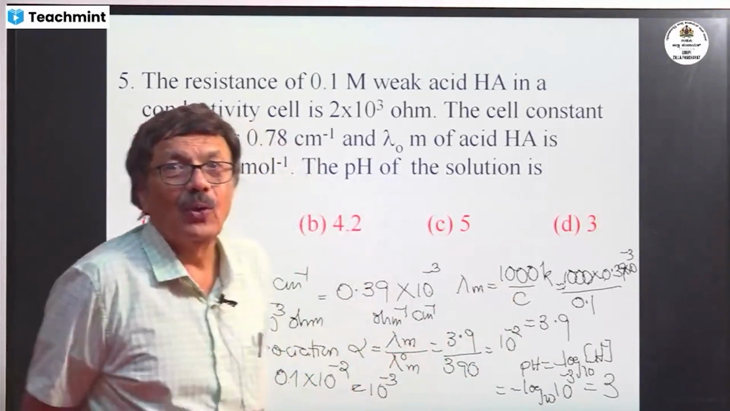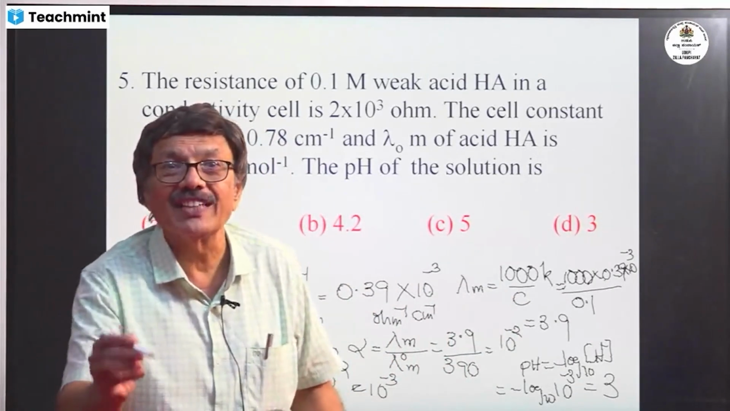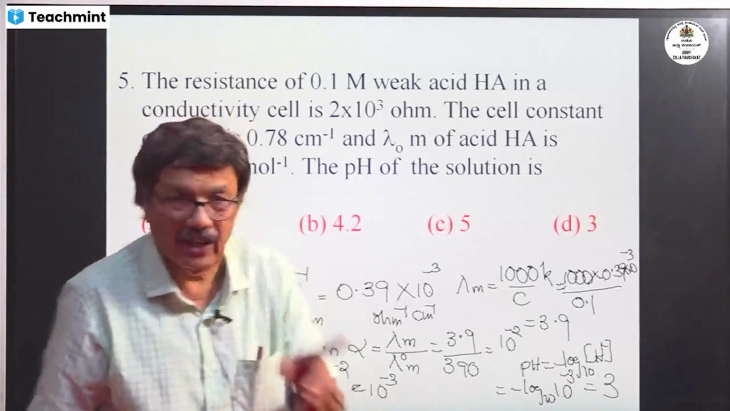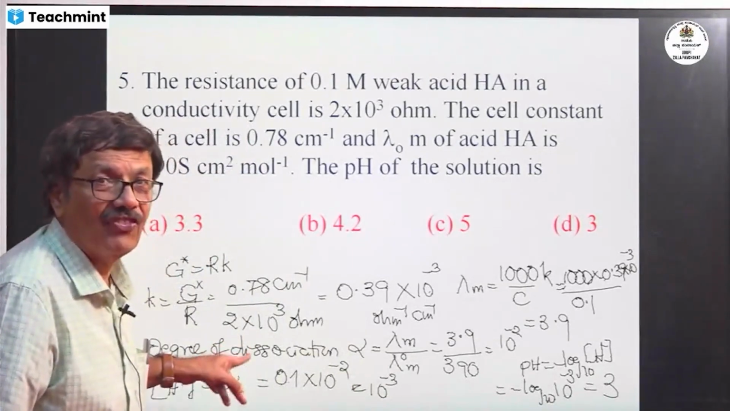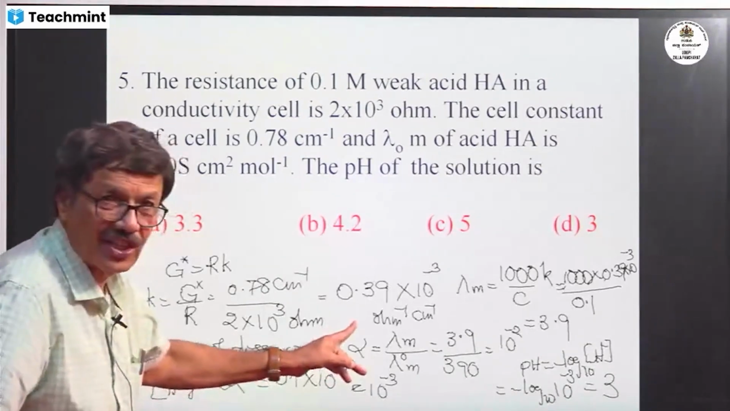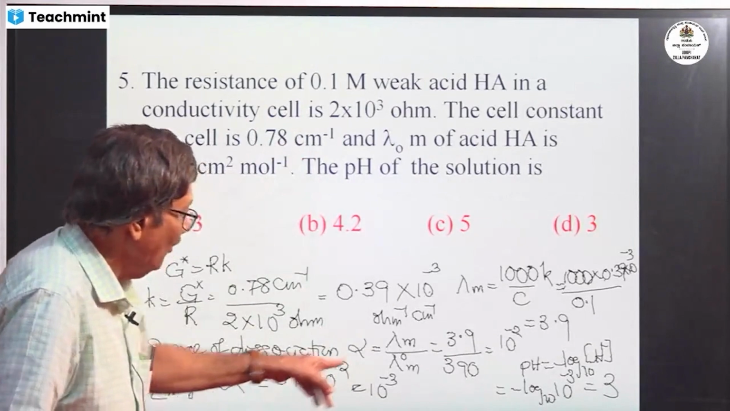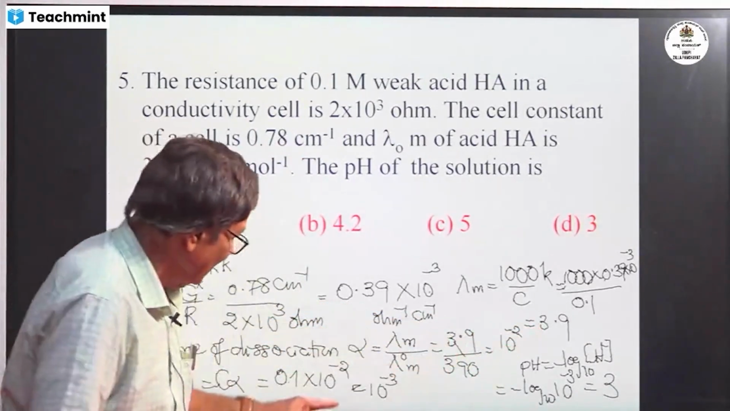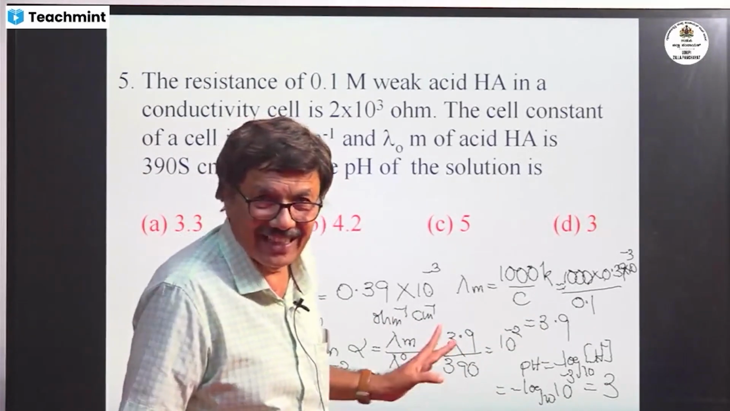Now, what they have asked is pH. For calculation of the pH, what you need is the hydrogen ion concentration. For a weak acid, hydrogen ion concentration is equal to C into alpha, where C is the concentration and alpha is the degree of dissociation. C they have already given as 0.1, into alpha, which we got as 10 to the power minus 2, then it is 10 to the power minus 3. It became 10 to the power minus 3, the hydrogen ion concentration.